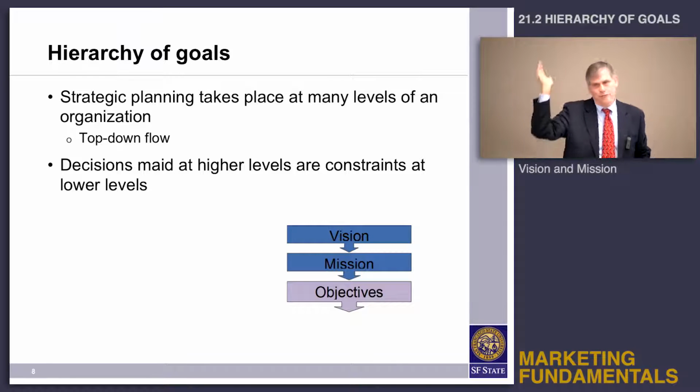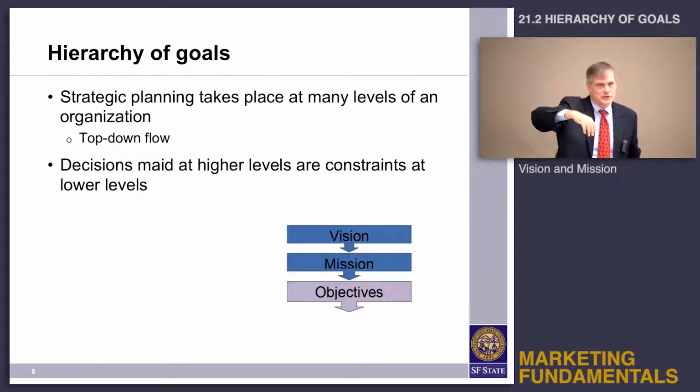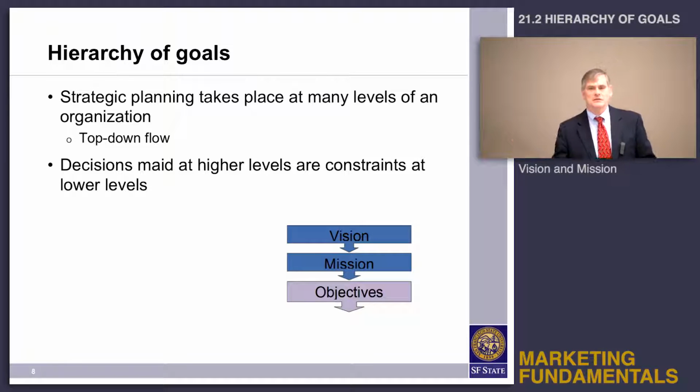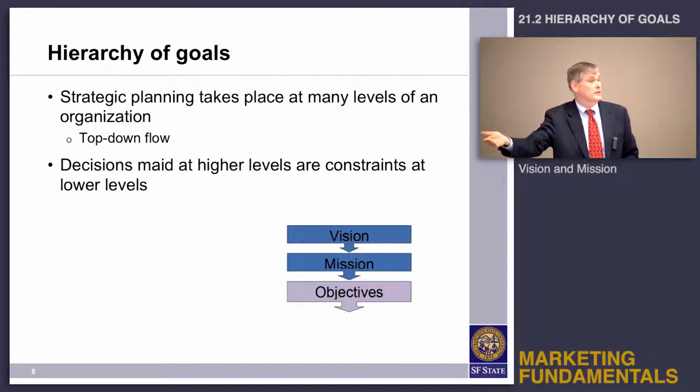So if the goal for the corporation is a 5% return on investment, any planning that happens at any lower levels needs to have 5% return on investment as part of their plan.